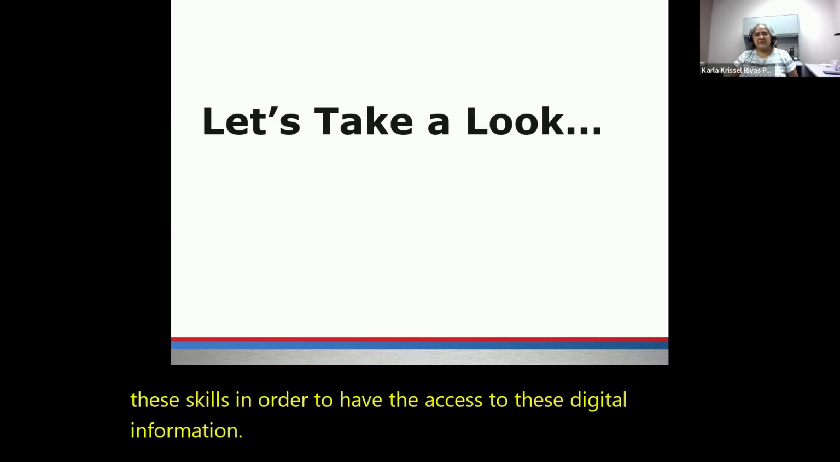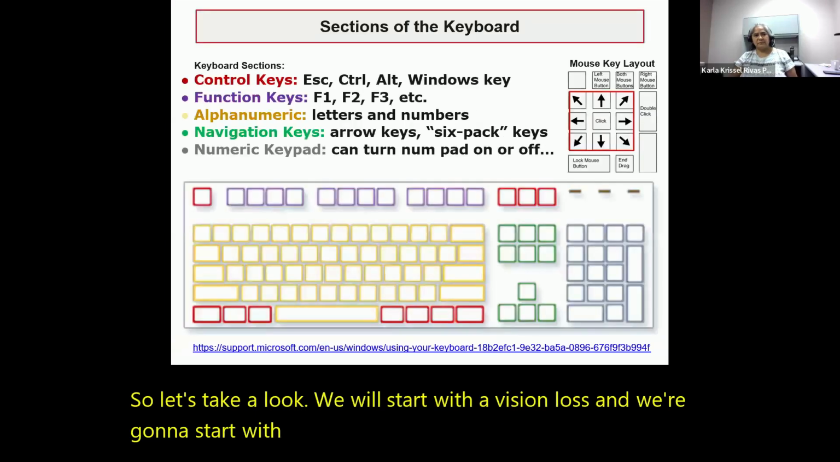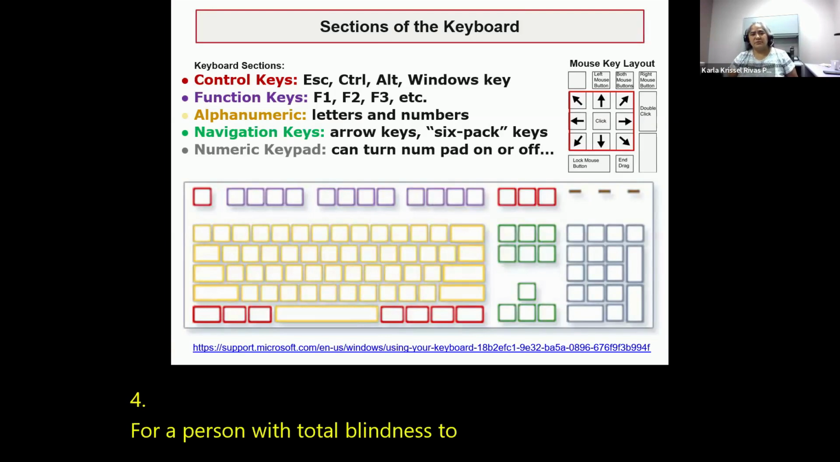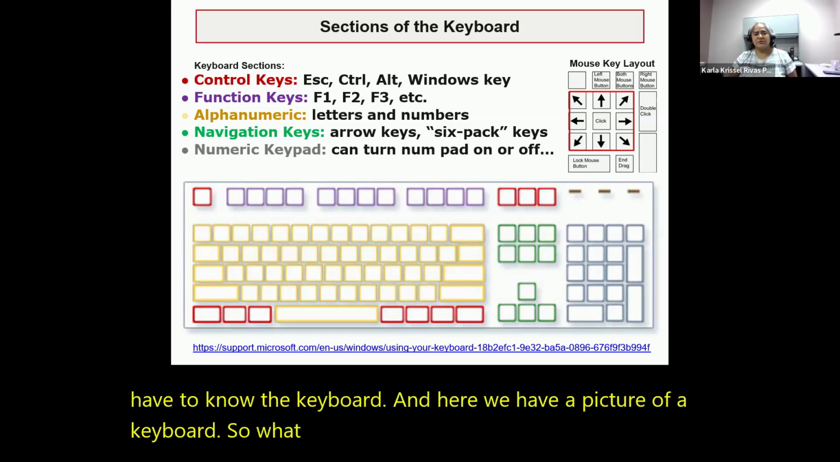So let's take a look. We will start with vision loss, and we're going to start with total blindness, okay? For a person with total blindness to access a computer, you have to know the keyboard. And here we have a picture of a keyboard. So what are the parts of a keyboard?